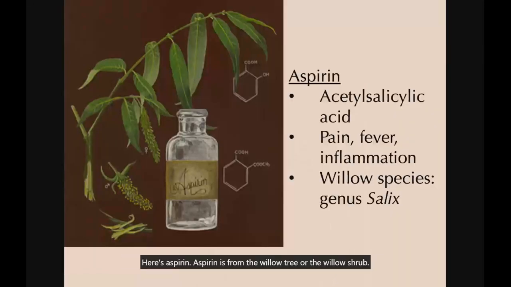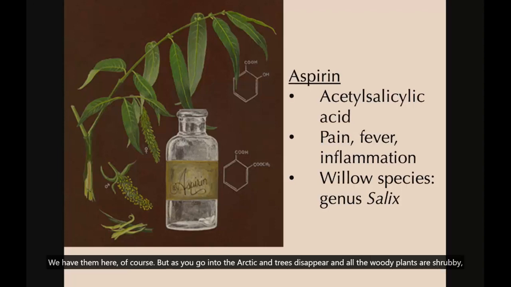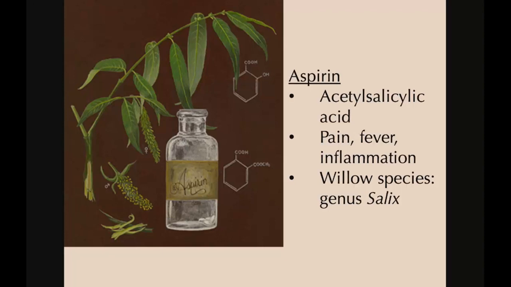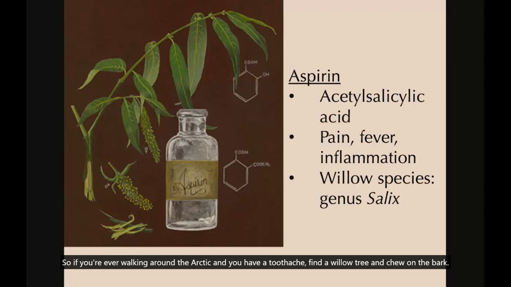Here's aspirin. Aspirin is from the willow tree, or the willow shrub. Willows are a genus called Salix, the genus Salix. And they are quite prominent in Arctic areas. We have them here, of course. But as you go into the Arctic and trees disappear and all the woody plants are shrubby, many of those shrubs are willows. And those willows have acetyl salicylic acid in their bark. So if you're ever walking around the Arctic and you have a toothache, find a willow tree and chew on the bark.